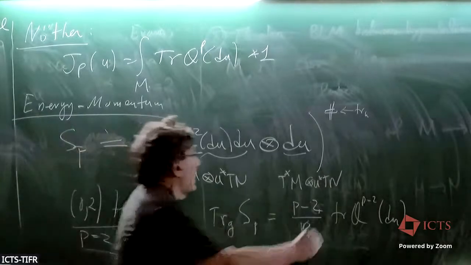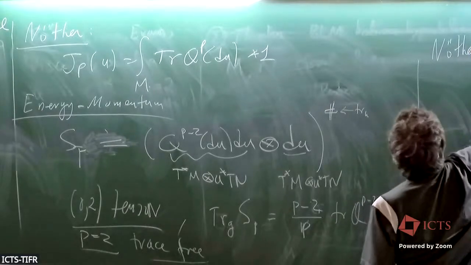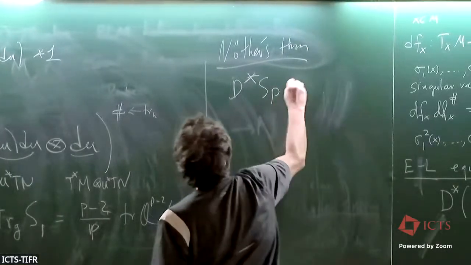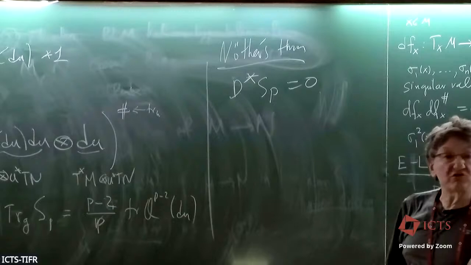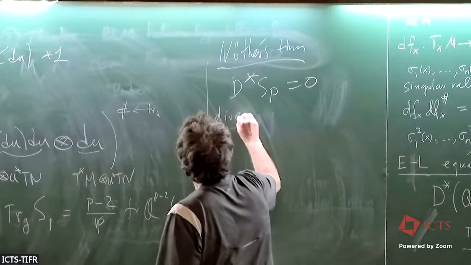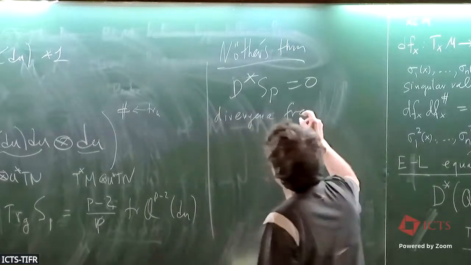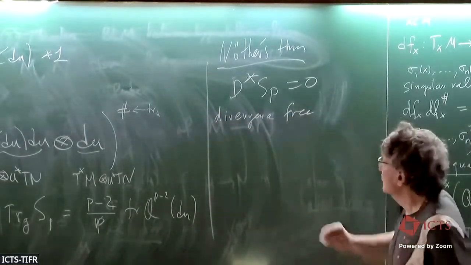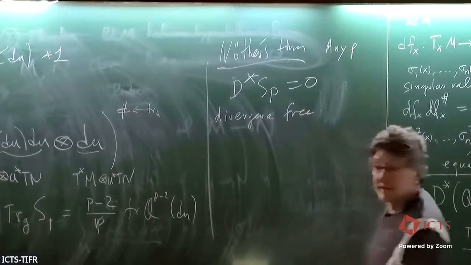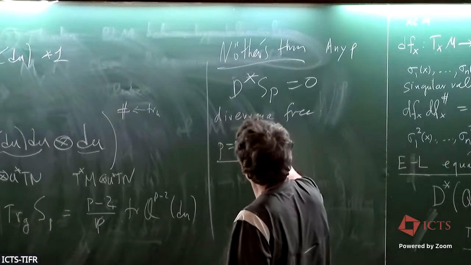Actually, Noether's theorem says that d*S_p is 0. In other words, it's also divergence free, and this is always true for any p. So for p equals 2, you have something that is trace free.